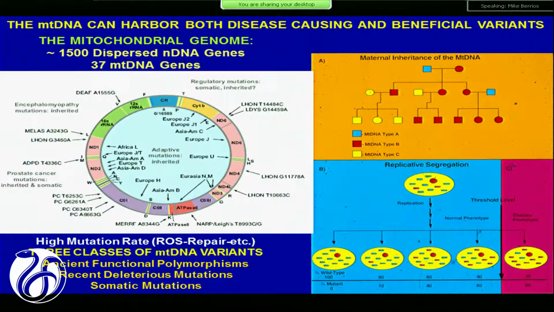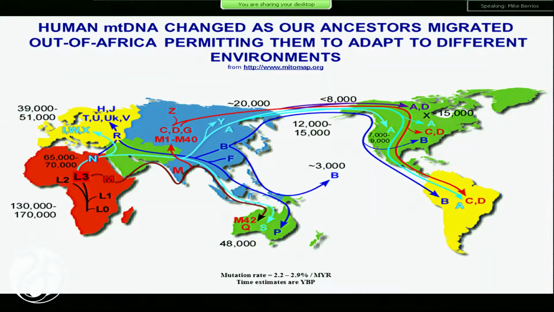So these are the maternally inherited diseases, but there are also ancient polymorphisms. So this variant, which we call macrohaplogroup L in ND1, is found in 3/4 of sub-Saharan Africans. Variant H is found in about half of Europeans. Variants A, B, C, and D arose in Asia, crossed the Bering Land Bridge, and colonized the Americas. And these variations were used to trace human origins.